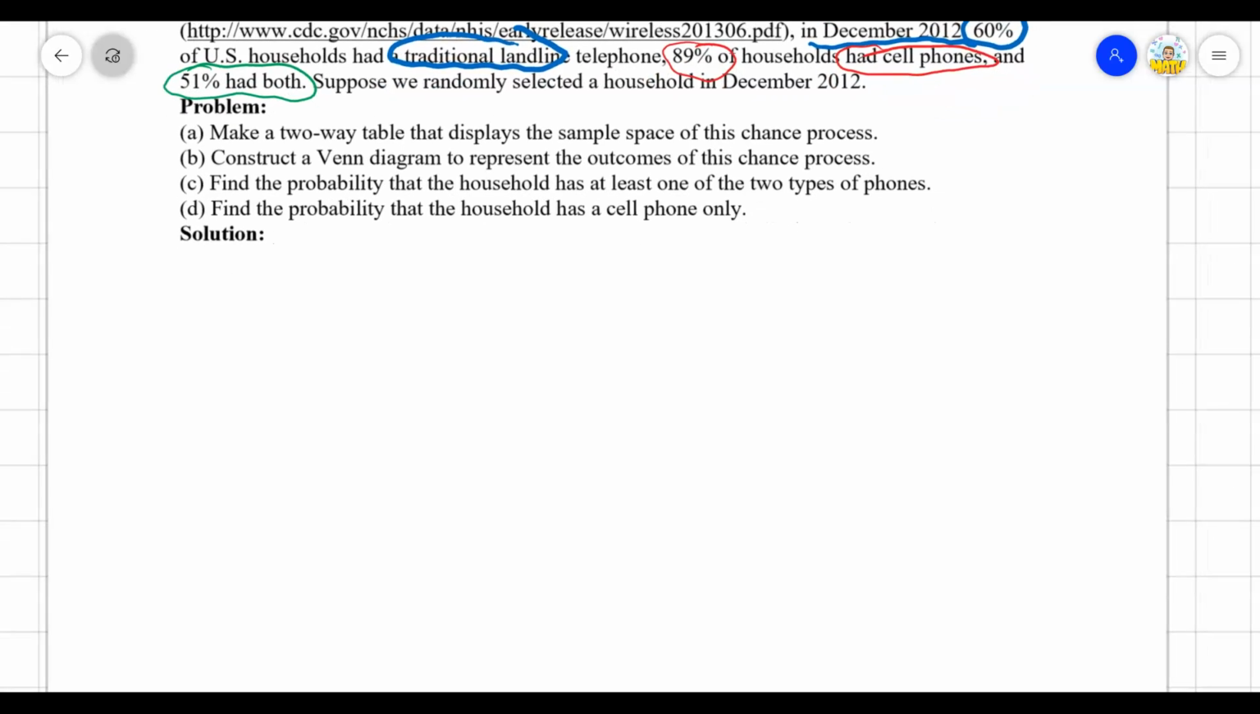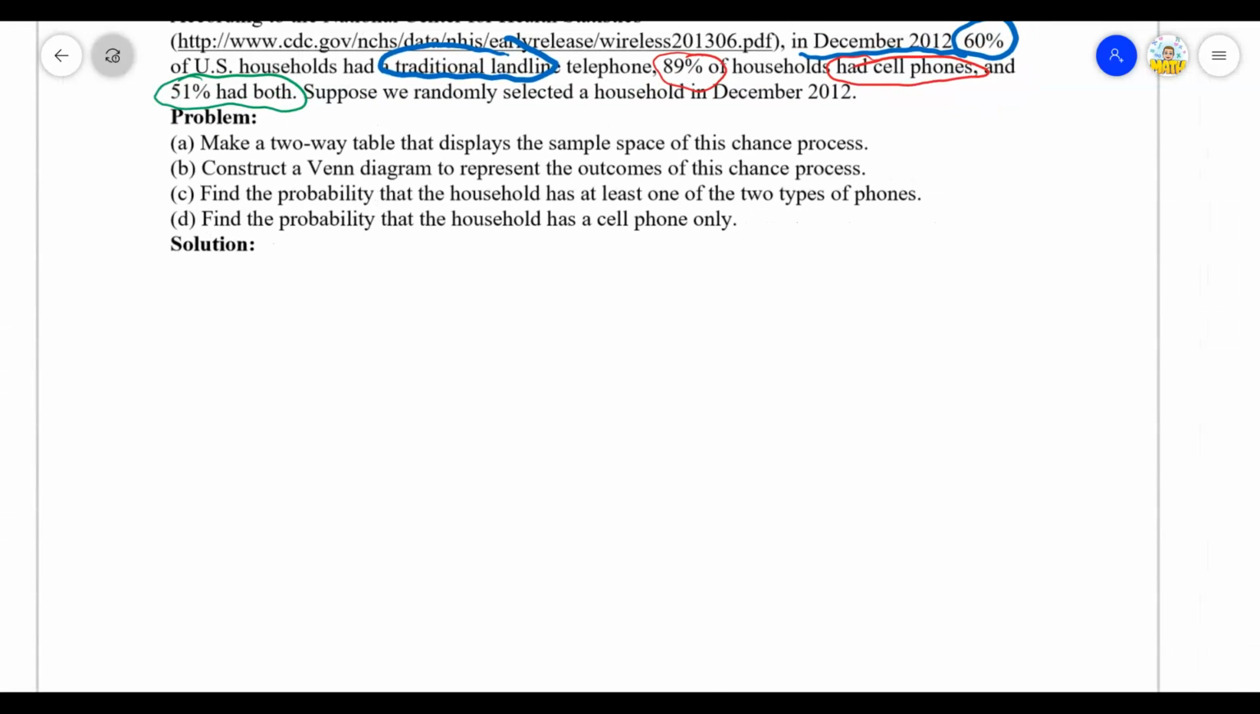Like I said, the two-way table is probably the easier one, at least for most of my students. They feel like that's an easier one to look at. So let's start with that one. Our two events are going to be have a cell phone and have a landline. So I'm going to use the letters C and L to represent that. In my two-way table, we'll start with traditional landline since that's what they had. Instead of writing it out, I'll just save some space.